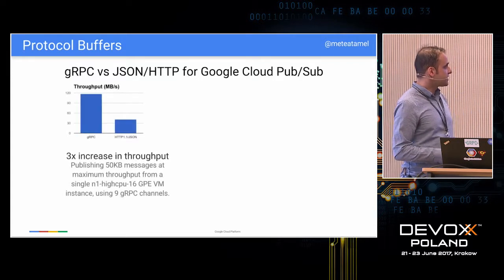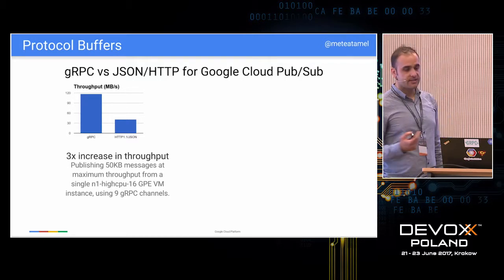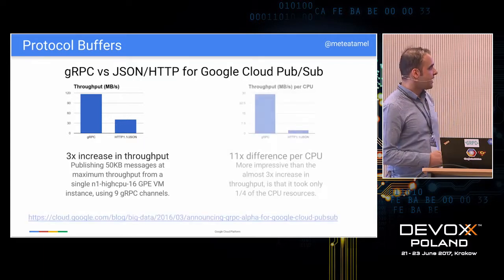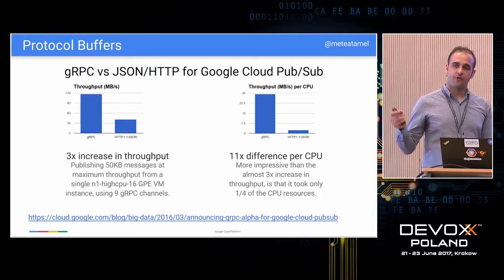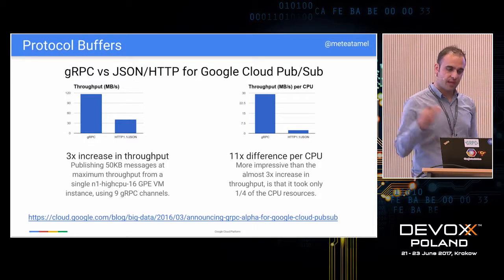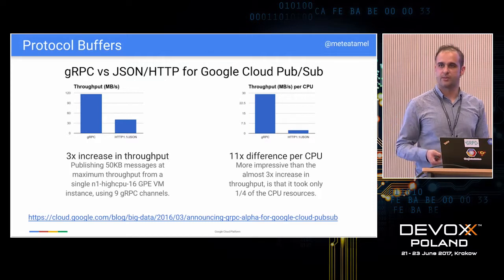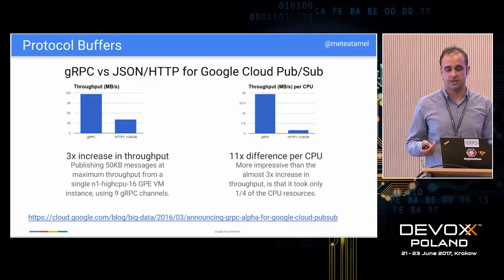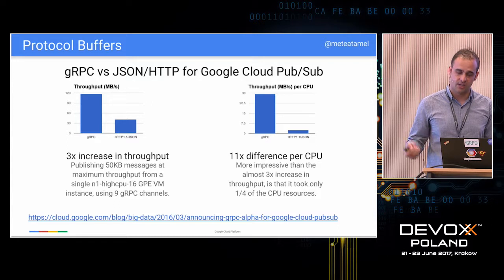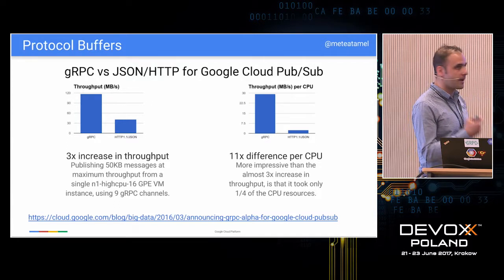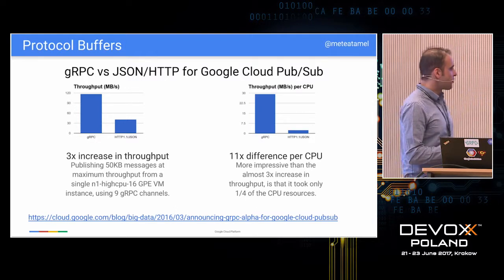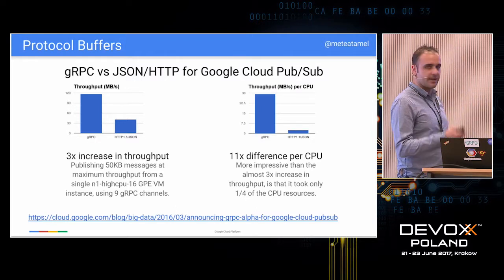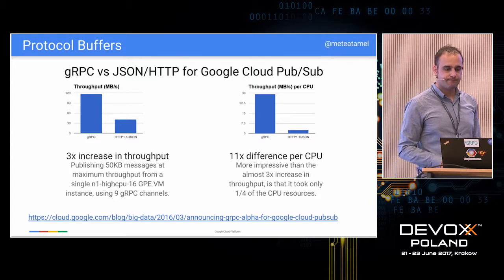And what we saw is that once we switched from HTTP JSON to gRPC, we saw a 3x increase in throughput. And the thing is, we got a 3x increase, but it only took 1/4 of the CPU resources. So you got 3 times the throughput with 1/4 of the CPU. That's huge for us because there are millions of messages being exchanged, so if we can save even a little, it will really help us. If you want to read more about this, there's a blog post that explains all the details about how this is done.